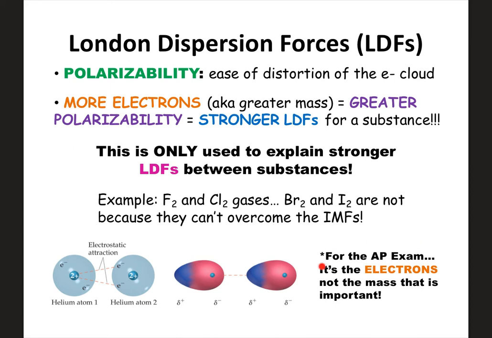And again, just to point out, it's the electrons here that are important for the AP exam. The mass keys you in. You know that if a substance has more mass, it's going to have more electrons. But when you're explaining this, if a substance has more electrons due to a greater mass, that means it's going to have this greater polarizability and then stronger LDFs. And then you got to think about, what do stronger LDFs then mean for the properties of a substance? But definitely understand this idea of polarizability and having the electron cloud being easily distorted here with more electrons being present.